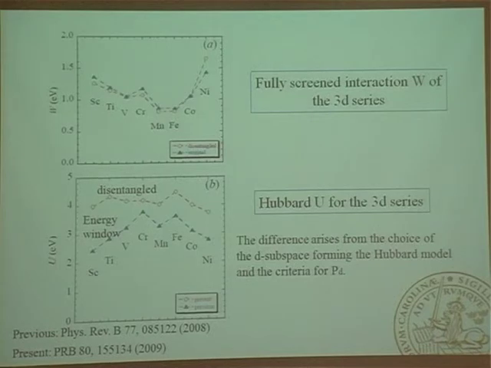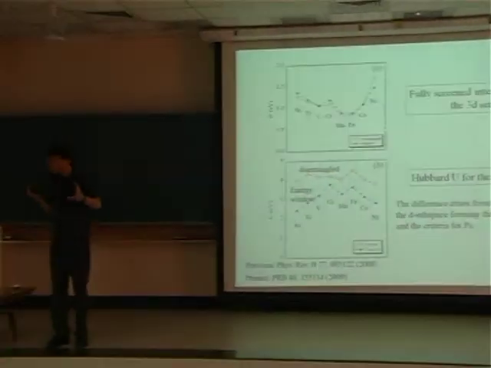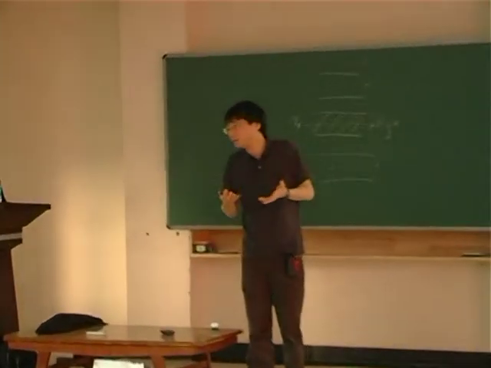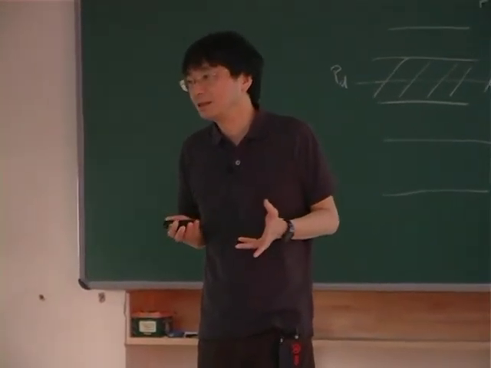So as I mentioned before, there are two effects when you calculate the U. There are two factors that determine the U. There's the screening effect, and then there is also the localization of the 1D orbitals. So sometimes they compete with each other.